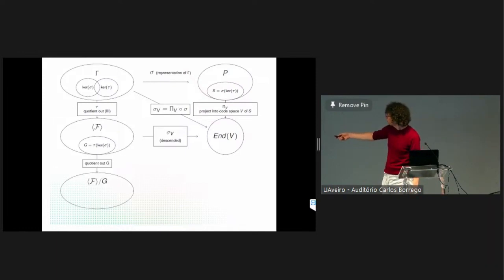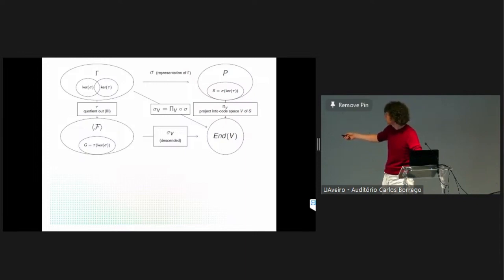I can quotient, but the problem with this descended representation is it's not an isomorphism, okay? The reason it's not an isomorphism is because G is in the kernel of sigma V. You can see that G is in the kernel of sigma V, because I can take this kernel of sigma and move it through here, it becomes the identity, and it becomes the identity again here. So it's also in the kernel of this map, this descended representation. And what that means is that I have some ambiguity about what operator I'm applying, right?